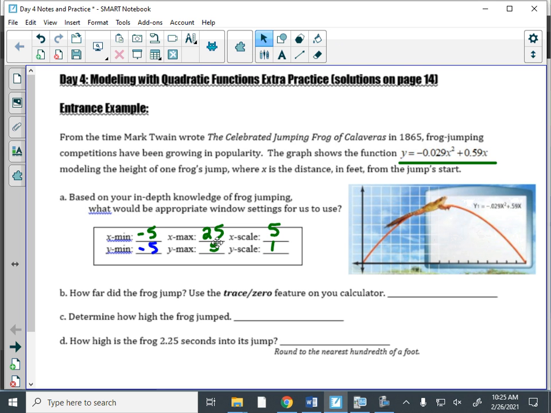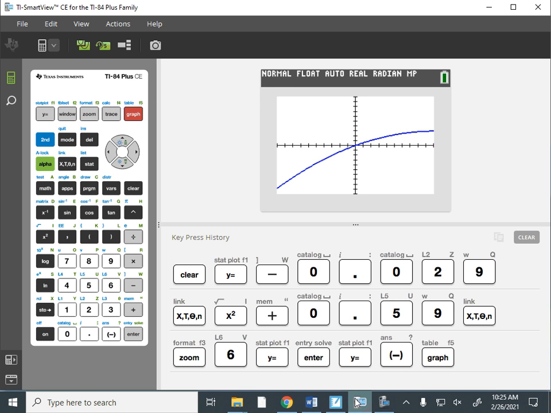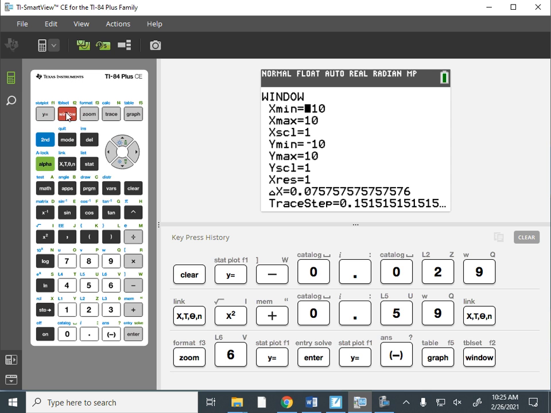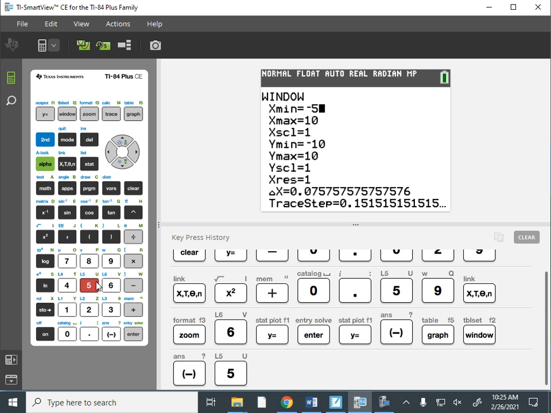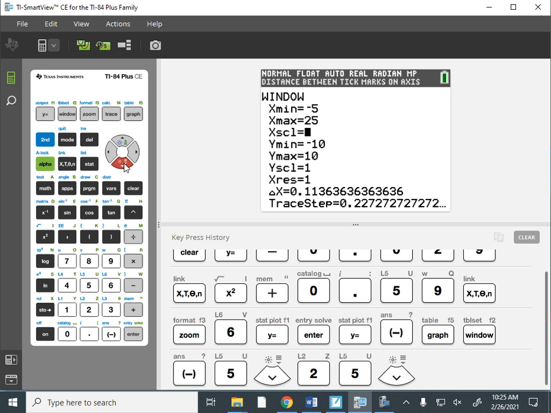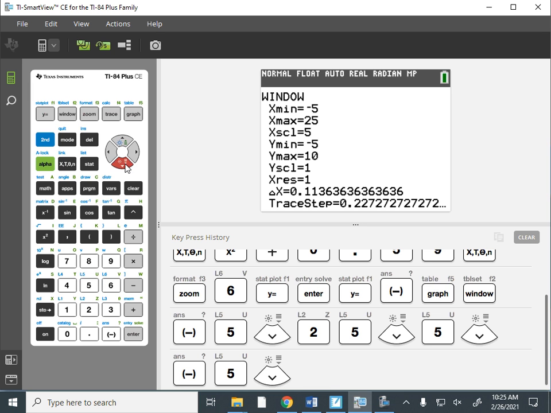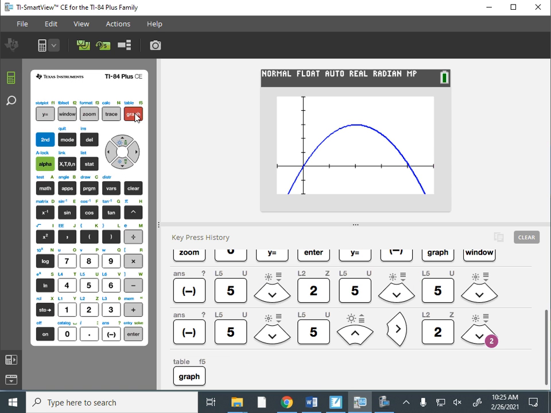Let's adjust our window in our calculator to match. So I'm going to go to my calculator. I'm going to hit window at the top next to y equals and change my window. I'm going to change that to negative 5. I said that was 25. And my scale is 5. I'm going to change that to negative 5. Or negative 2. Honestly, I might change that to negative 2. And my scale is 1. And hit graph.